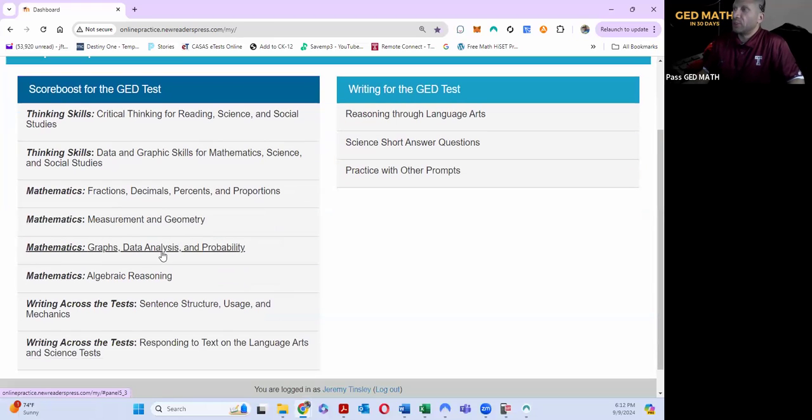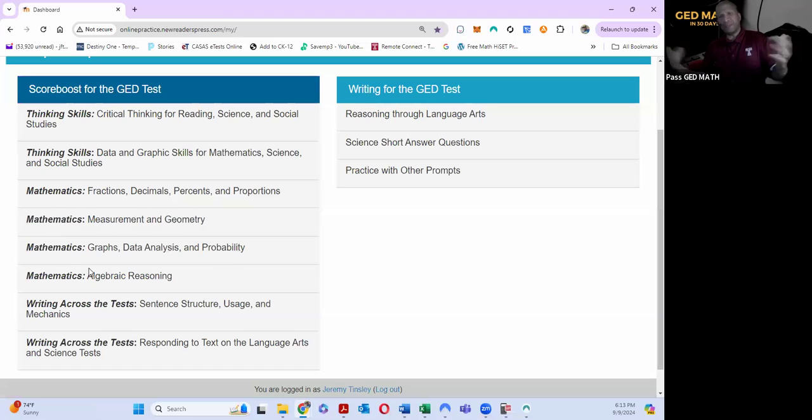So what we can do is mean, median, we're gonna go to graphs, data analysis, and probability. That's the area. So if you notice, you got thinking skills, reading, science, and social studies, mathematics, fractions, decimals, percents, proportions, mathematics, measurement, geometry, graphs, data analysis, probability.